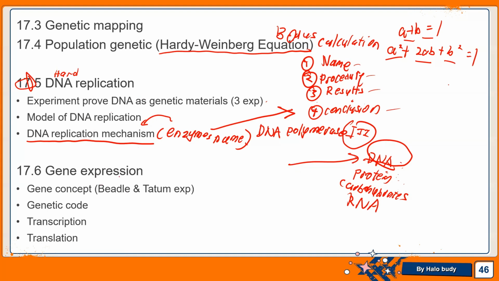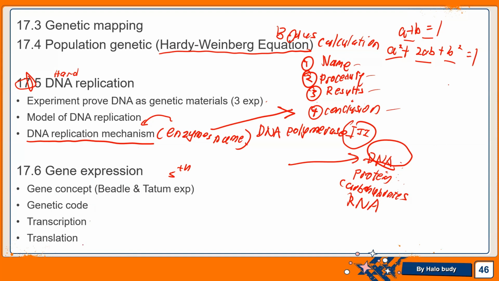So there is another experiment. Ini yang eksperimen kelima, Beadle and Tatum experiment. Ini scientist dia punya. Beadle and Tatum experiment, dia prove gene concept. Mereka buat eksperimen ini, then found the gene concept for us until now. Okay. And then the second one is genetic code. What is the meaning of genetic code?